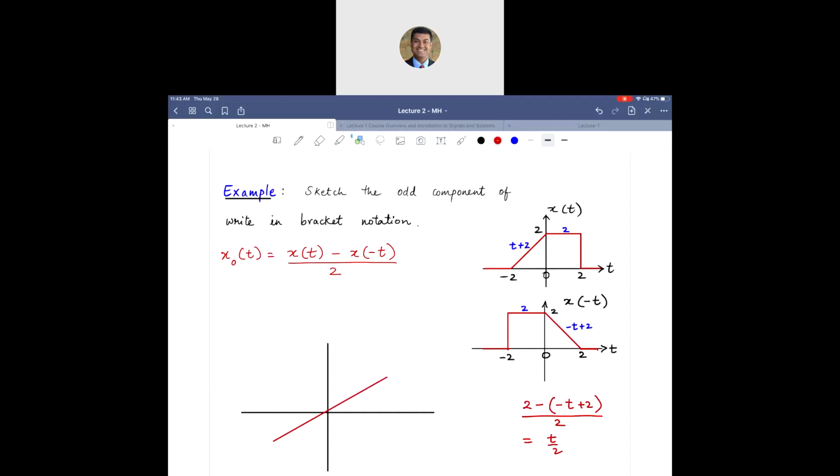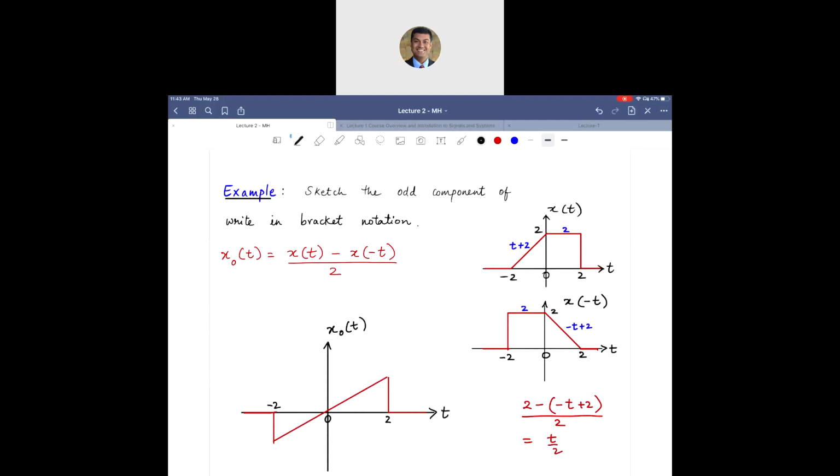Beyond 2 and beyond negative 2 on either side, it is all 0. So that doesn't change. It will be 0 there. It will be 0 there. That is 0. That is 2. That is negative 2. That is XO of t. So that's the odd component of x.